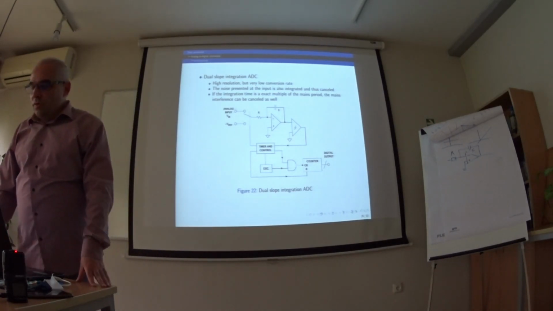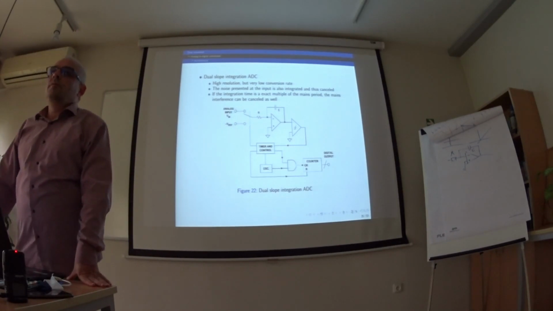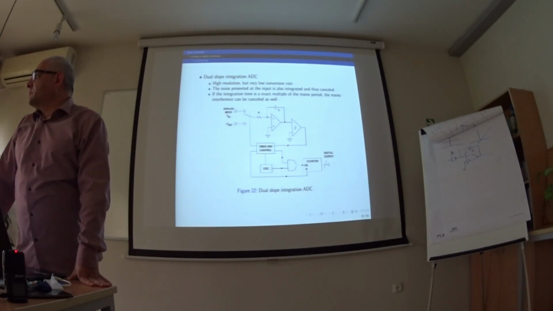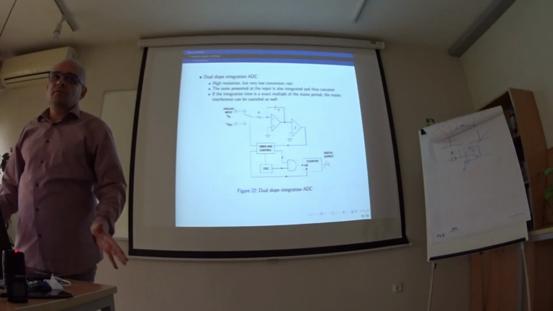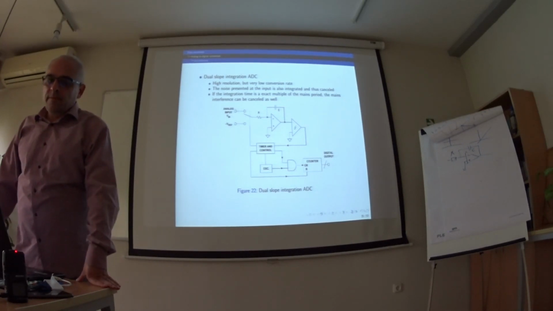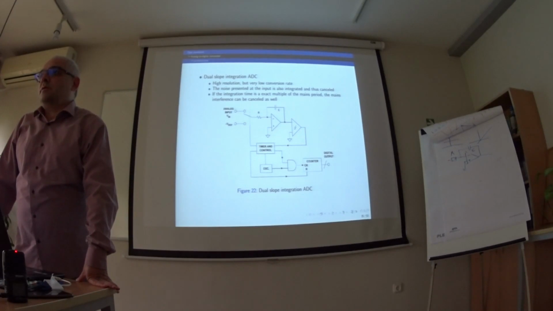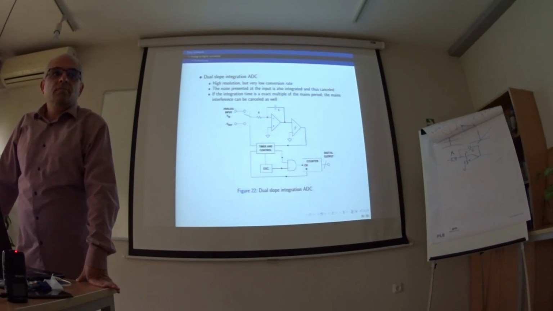Such analog to digital converters are very slow. They sometimes provide 1 or 2 or something in such a region of number of conversions per second. They are intended to be used for slow changing signals, but the resolution is very, very good, very high.